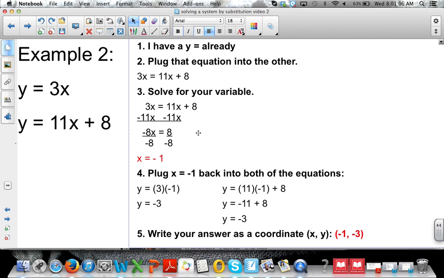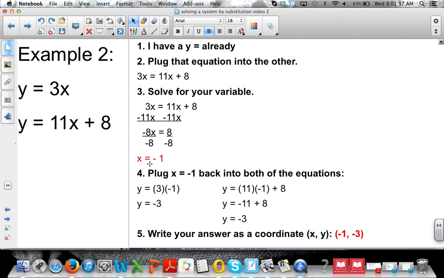And then you need to solve. So now we're in step 3. So I've got 3x equals 11x plus 8, and I need to get those x's together. So I'm going to minus the 11x from both sides. That gives me negative 8x on the one side. You just focus on the numbers. 3 minus 11 is negative 8, and I have an x hooked to it. And then I just still have this 8 over there by itself. And then from there, we just need to divide by the negative 8, and I get x equals negative 1.